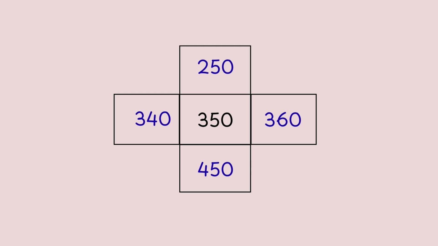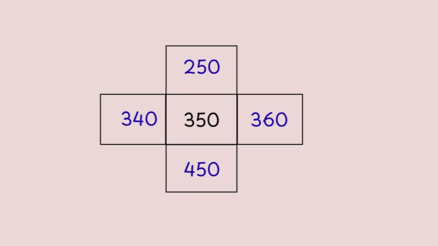So now we jump up. When we jump up, we subtract 100. So that will be 250. And if we jump down, we add 100. So that will be 450. So now you know that if we move side to side, it changes by 10. And if we move up and down, it changes by 100.